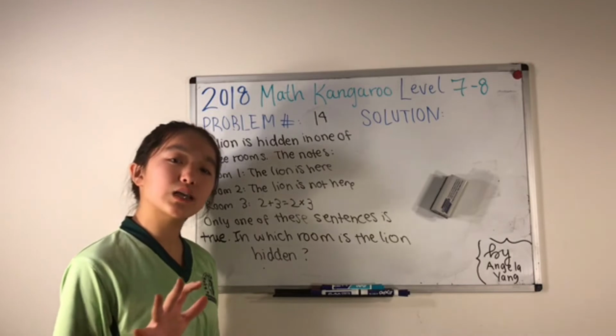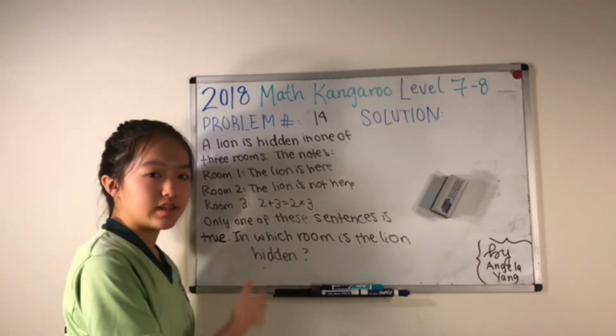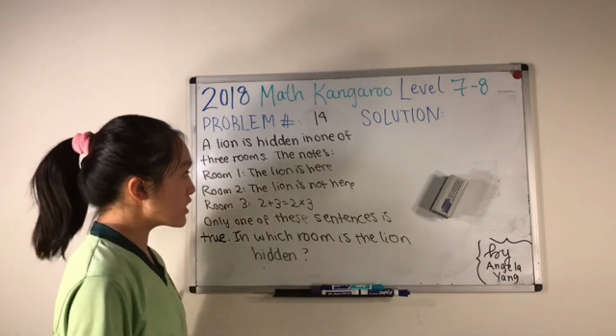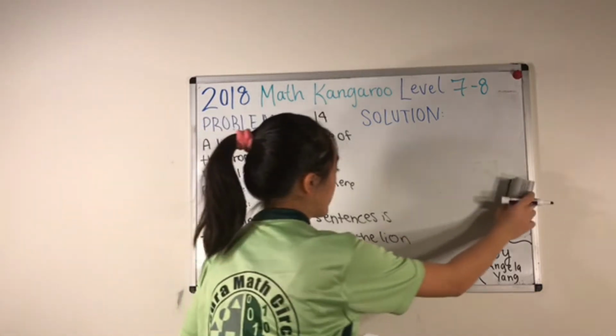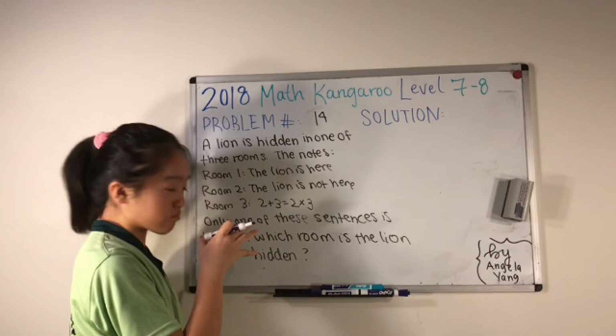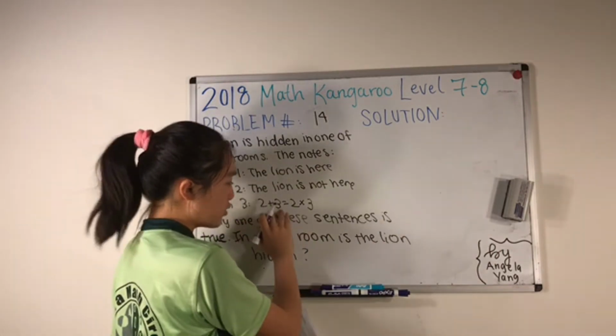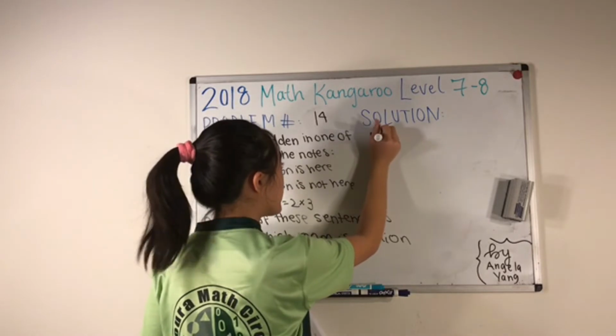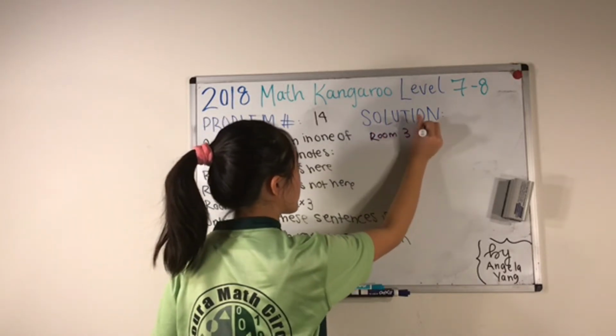Now, it's important to keep in mind that the room in which the lion is hidden doesn't have to be the room with the true sentence. So, first of all, we know definitely for sure that the note on room 3 is false because 2 plus 3 is not equal to 2 times 3. So, the note on room 3 is false, for sure.